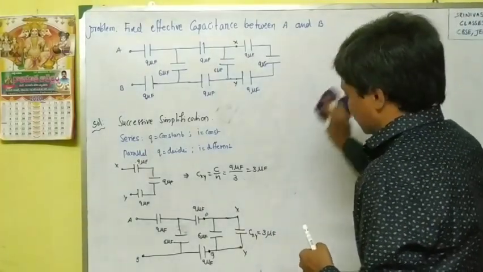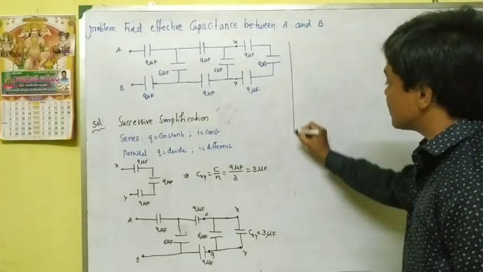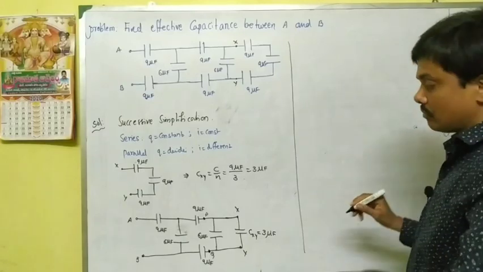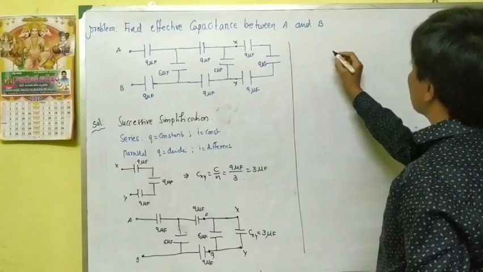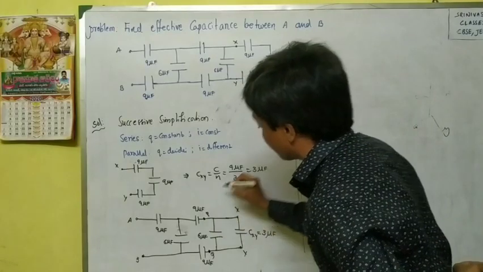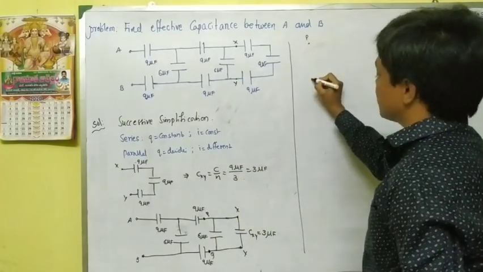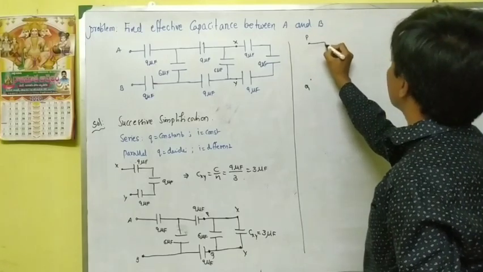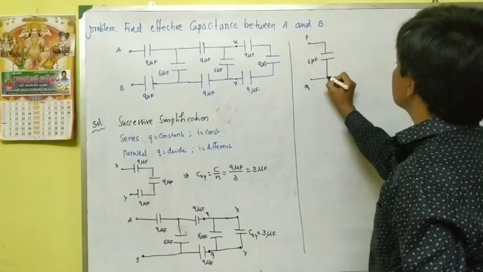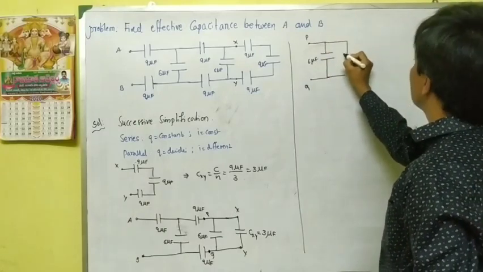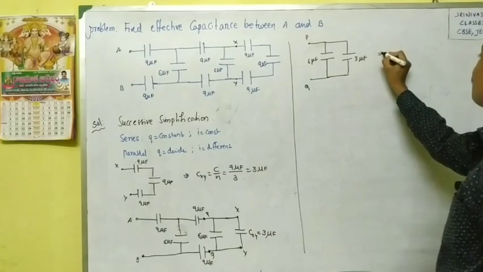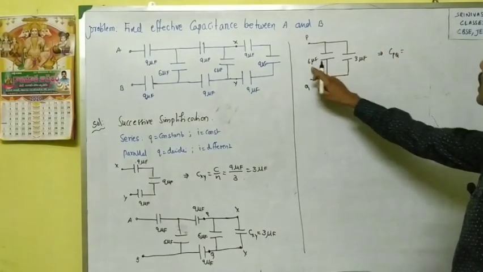It was a very simple problem. Actually I am explaining clearly, that's why I am drawing all these things, but without drawing anything you can directly find out after solving. Now let us see. This part I am taking separately, P and Q. This is P and this is Q. Between P and Q there is 6 microfarad, and the next one is 3 microfarad.